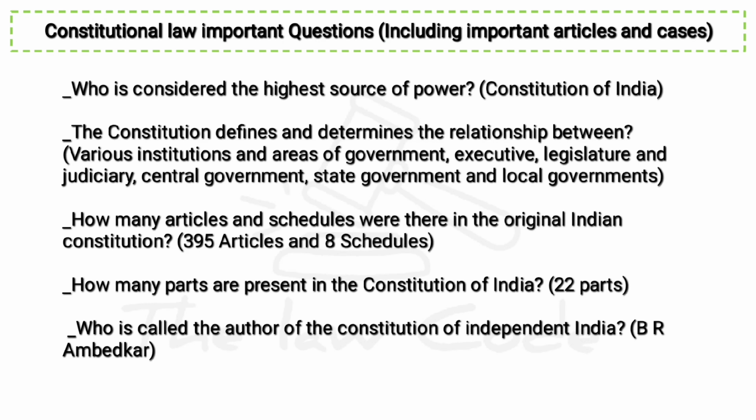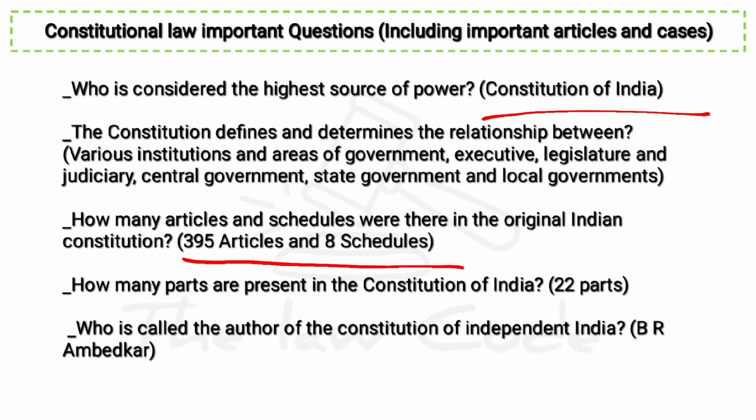Who is considered the highest source of power? That is Constitution of India. The Constitution defines and determines the relationship between various institutions and areas of government, executive, legislature, and judiciary, central government, state government, and local governments. How many articles and schedules were there in the original Indian Constitution? They are 395 articles and 8 schedules.